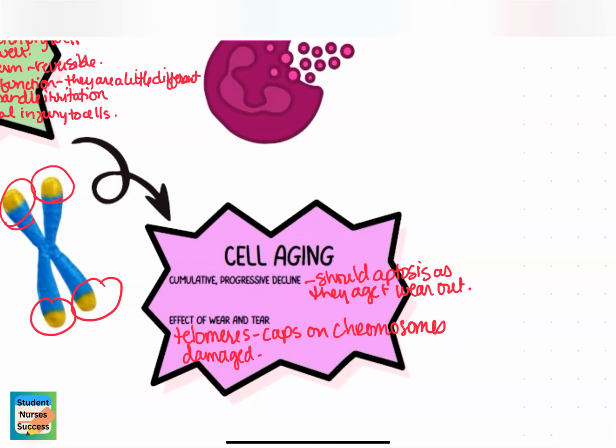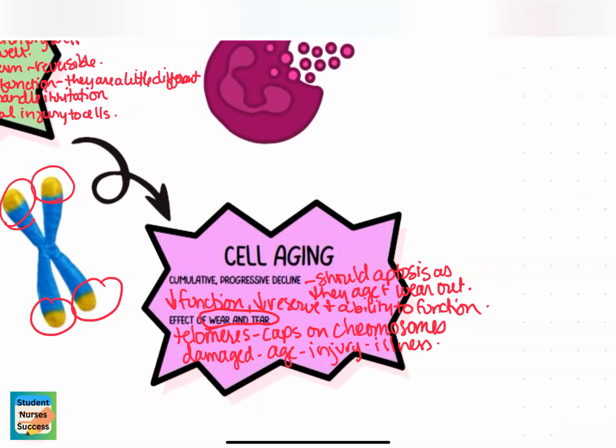They become damaged with age, with injury, with illness. So if you have a lot of chronic illness, your telomeres are getting worn out probably a little quicker than they should be. But in general, cells do get older and they decrease in function, and they also decrease in their reserve and their ability to function. And that's just normal. It's just the effect of wear and tear of life.